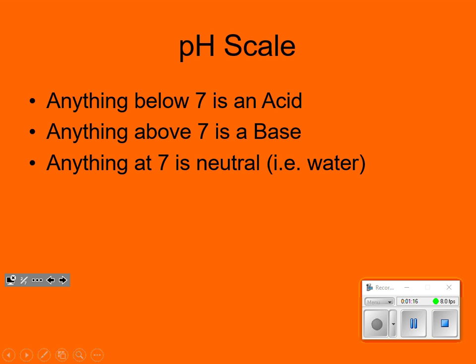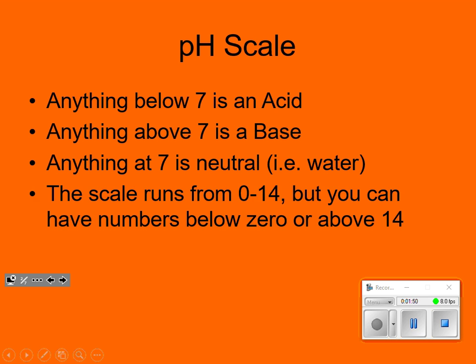Water is one example of something that's neutral, but there's a lot of things out there that are neutral. Quite frankly, as far as you guys are concerned, if it's not an acid and it's not a base, it is neutral. For example, salt water would be a neutral solution. Gasoline would be a neutral solution. On that pH scale, if you are below 7, you are an acid. If you're above 7, you're a base.